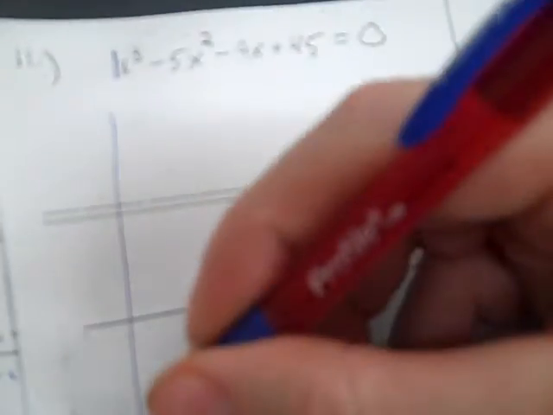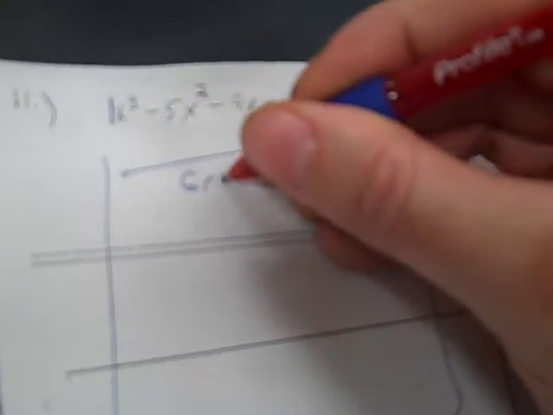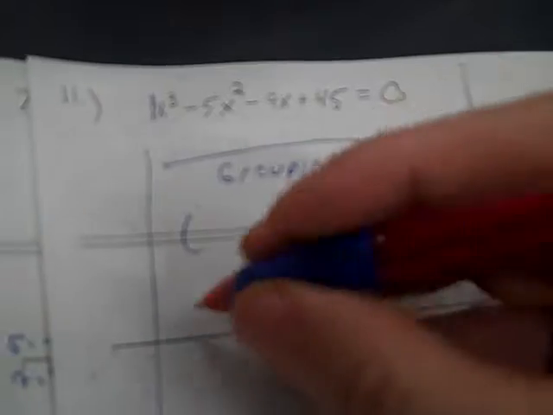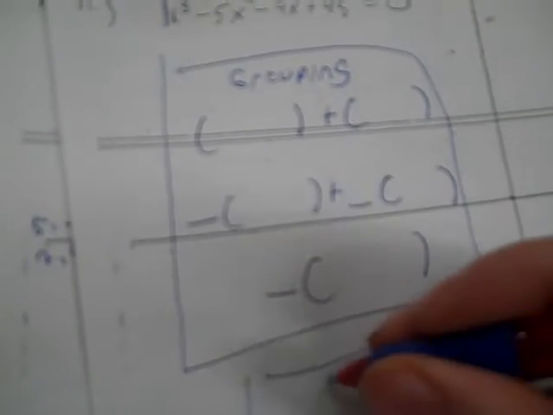Okay, my next problem has 3 answers because we're to the third power, so 3 answers. Okay, but there's 4 terms, so 1, 2, 3, 4. So I need to set up a big box for grouping. So I will be taking parentheses plus parentheses, line parentheses plus line parentheses, and then line parentheses. Then I need to see if I have a difference of perfect squares.